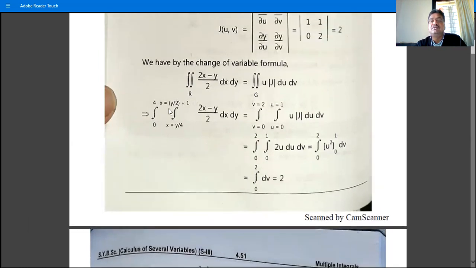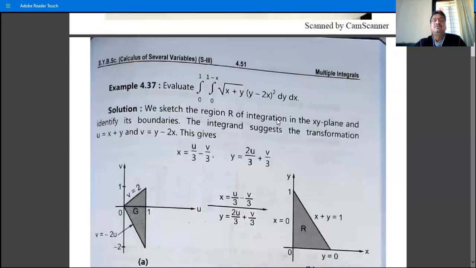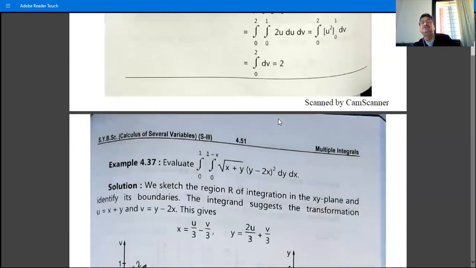We converted the variables x and y in terms of u and v, and then write mod J as 2, so 2u du dv. Then integration with respect to u is u square by 2, to get cancelled, lower limit, upper limit value, and then the dv integration is v from 0 to 2. So 2 is the answer. So this is the change of variable.